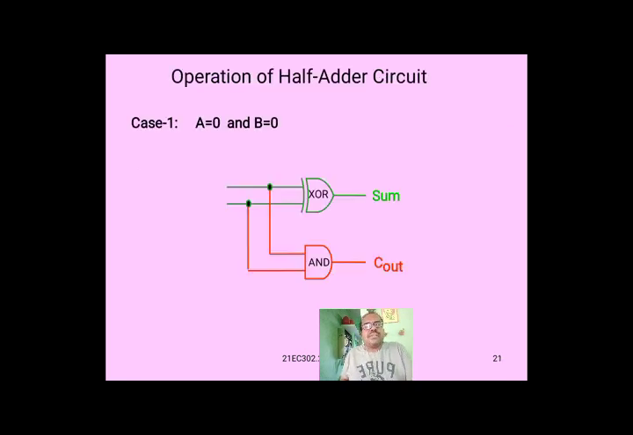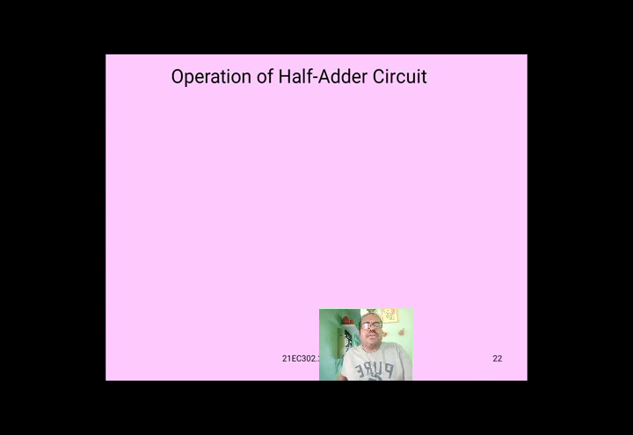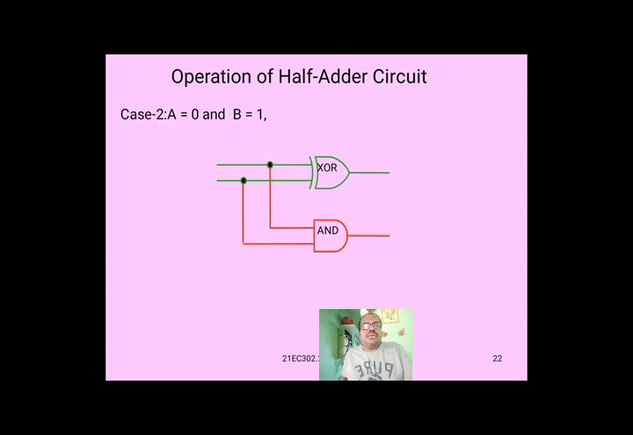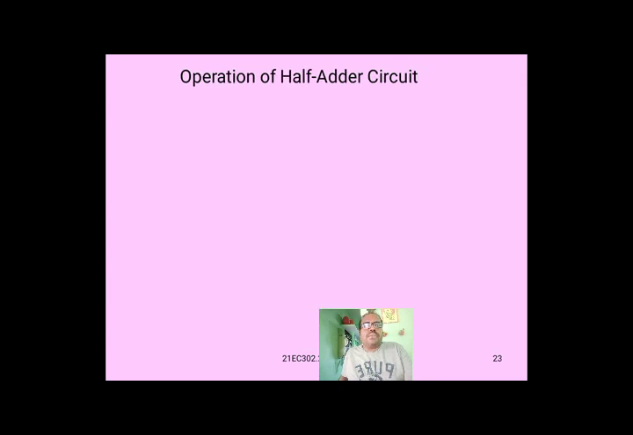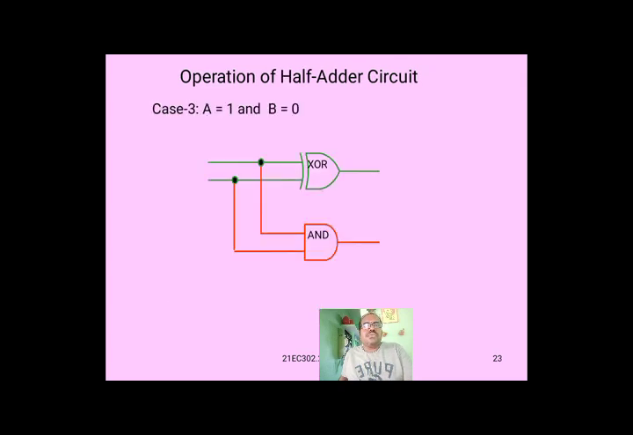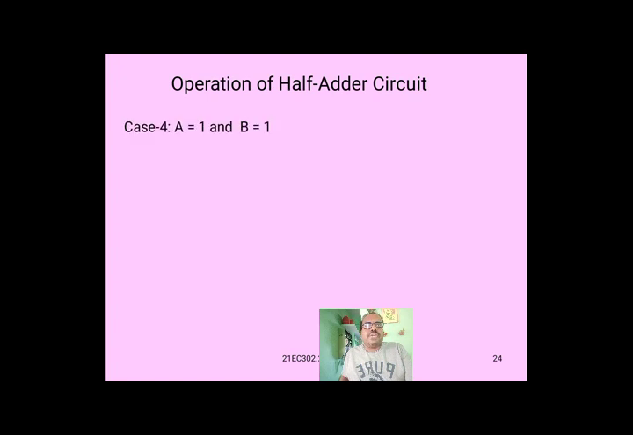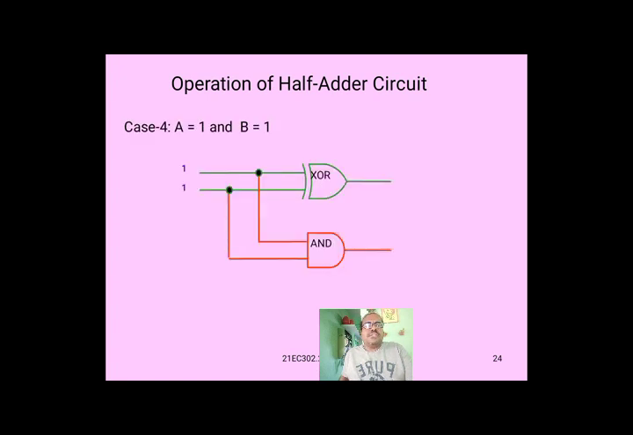Operation of half adder circuit. If A equals 0 and B equals 0, we get sum equals 0 and carry equals 0. If A equals 0 and B equals 1, sum equals 1 and carry equals 0. If A equals 1 and B equals 0, sum equals 1 and carry equals 0. If A equals 1 and B equals 1, sum equals 0 and carry equals 1.